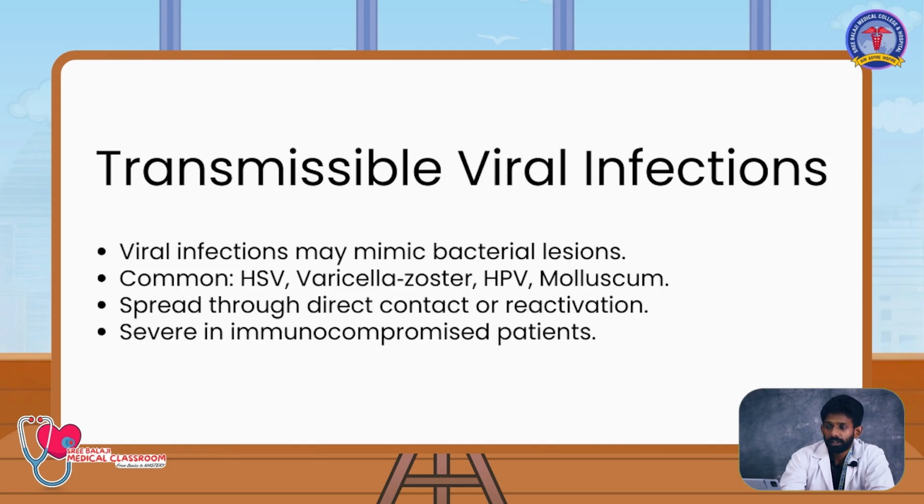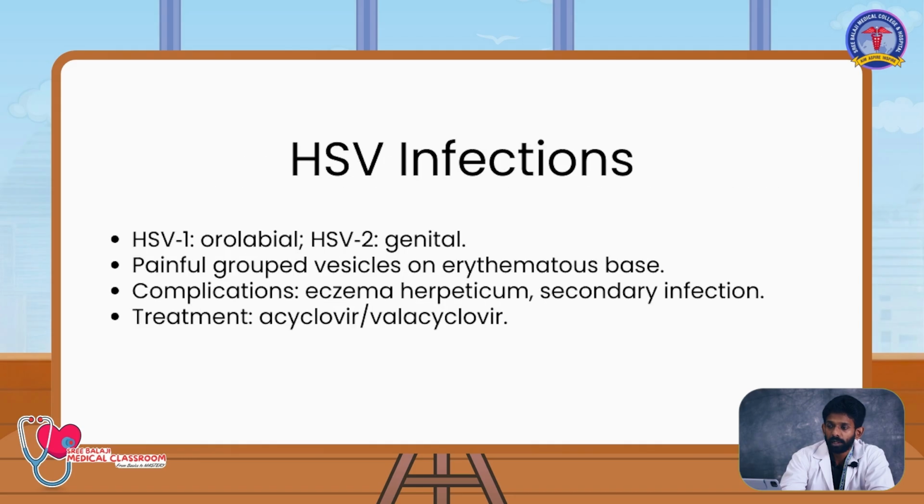First, we'll look into the herpes simplex virus. HSV1 is orolabial in transmission. HSV2 is genital in transmission. The transmission is by direct contact or through secretions. Recurrent vesicular lesions on an erythematous base are usually seen. The complications are eczema herpeticum and secondary bacterial infection in the lesions. The drugs of choice are acyclovir and valacyclovir.